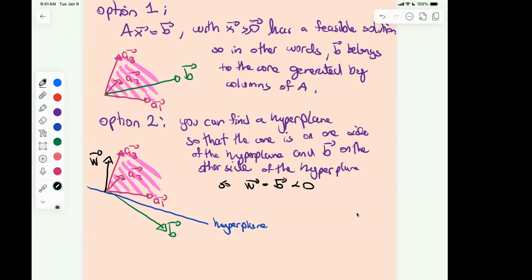And I'm almost done. I'm sorry, what were you going to say? Why is it, I know how the dot product works. Is the hyperplane like kind of the axis?